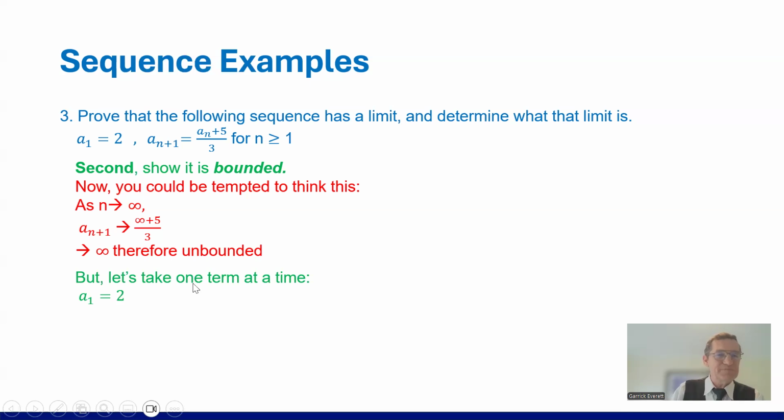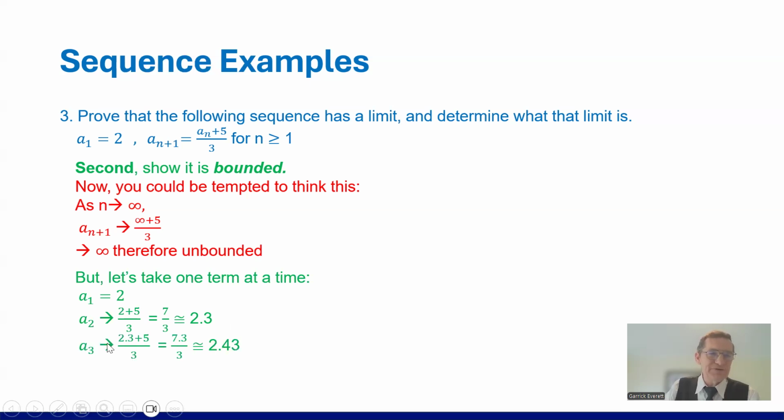a_1 is 2. We know that. So a_2, 2 plus 5 over 3 is 7 over 3. And I've written it as a decimal, so it's approximately equal to 2.3. I'm going to use the approximation just for simplicity. I'm not going to use the fraction and get it to be super perfect, but you'll get the idea of what's happening. So now a_3 is going to be 2.3 plus 5 over 3, which equals 7.3 approximately over 3, which again is approximately equal to 2.43. So now we're seeing a pattern: 2, 2.3, 2.43. Let's do it again.